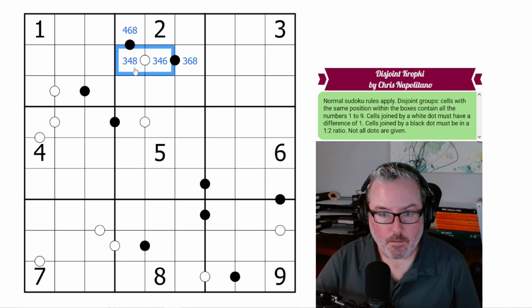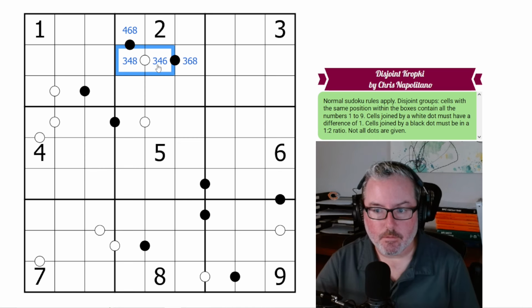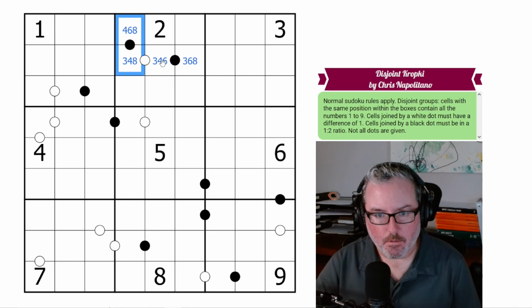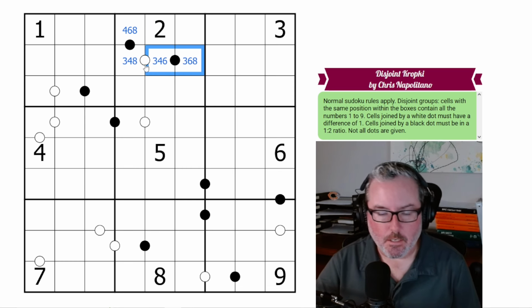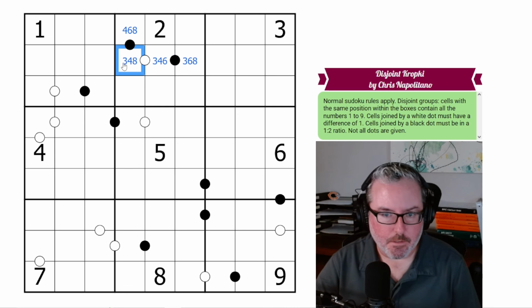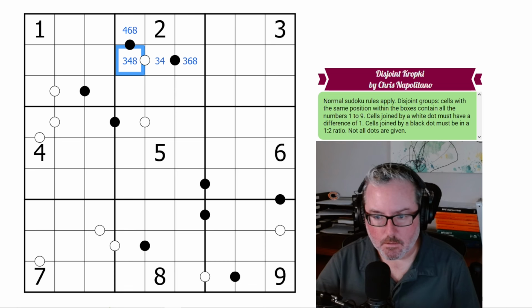And we'll look here. By putting in those digits, we can now take a look at our possibility of digits that are consecutive or differ by 1. Because these two black Kropki dots essentially touch each other and therefore have some connection. If you look at these digits, you can't ever put a 6 in here because you can't connect to it. You can't put an 8 here because you can't connect to it. So we can remove our 6 and 8. You get a 3-4 pair, which means we can remove 3 and 4 from here.